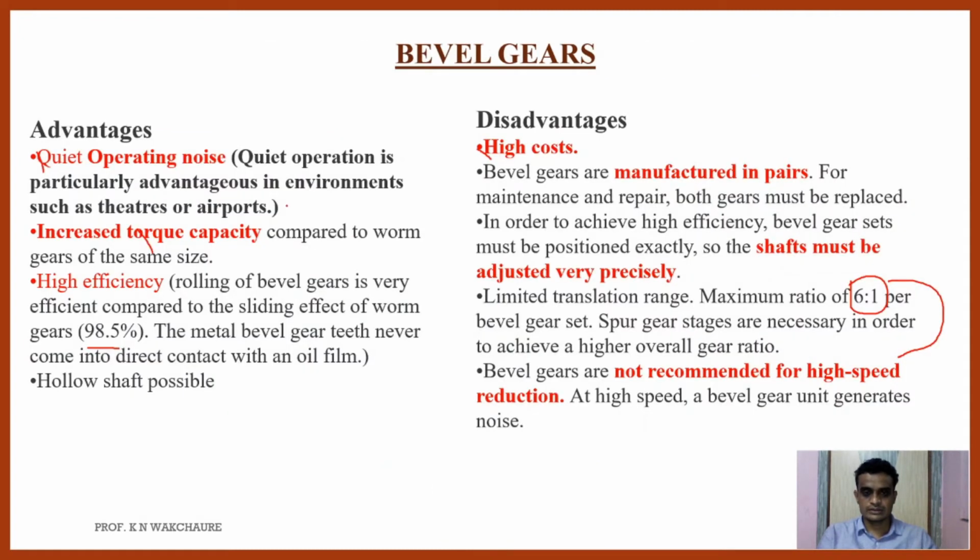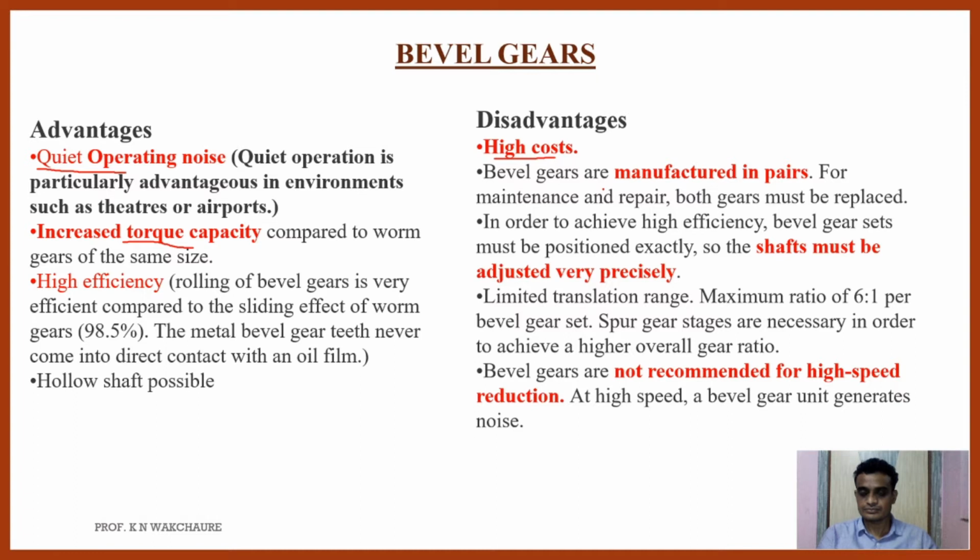Next, the advantages and the disadvantages. Bevel gears have quiet operation. They also have good torque transmitting capacity and good efficiency. If you consider their disadvantages, they have high cost, that means high manufacturing cost. Again, they need to be manufactured in pairs.